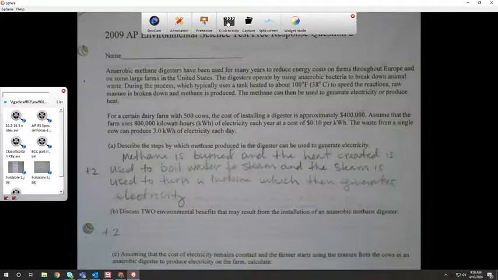Okay, so this is a free response question from 2009, an actual AP test. And we're going to go through it. There are a couple things I'm going to let you guys do on your own, but we'll just go through and look at how to do these conversion factors.